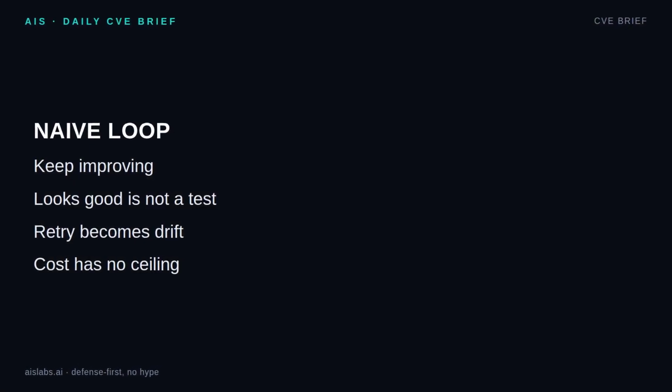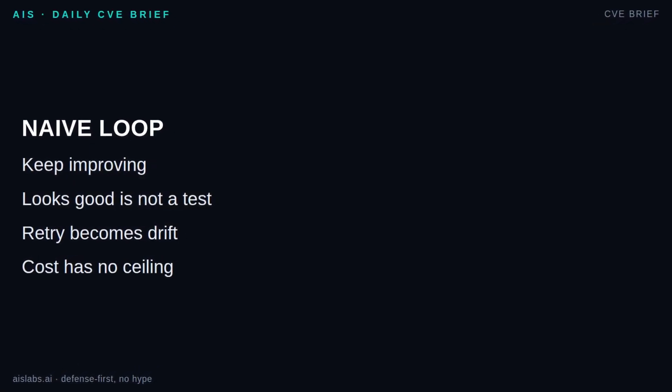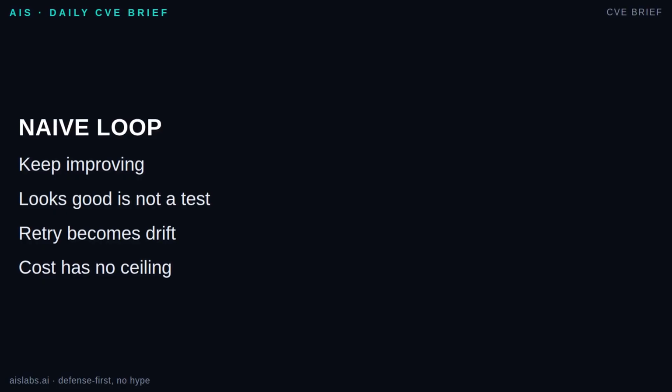The beginner version of an AI agent loop is usually: give it a goal, let it try, inspect the result, then ask it to improve. That can work for a demo. It breaks in production because improve is not a finish line. Looks good is not a verifier. One more try is not a budget.